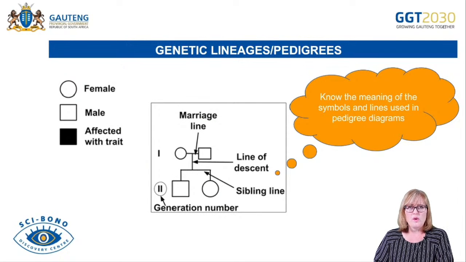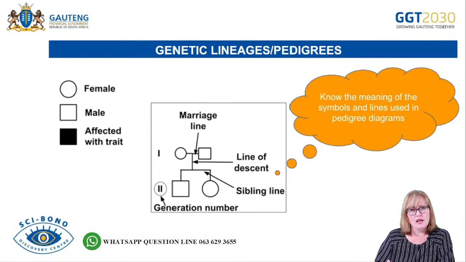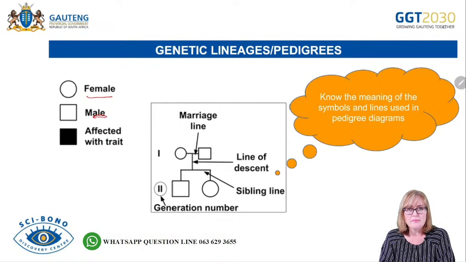You must also know what the circles and the blocks and the lines mean, right? That's very important. Now, firstly, when you see a circle, that will always be a female, always. The blocks will always be males. And if you're talking about a genetic illness or a disorder, the shaded blocks and circles will be the affected individuals, right? They will have the disorder or the feature that you are talking about in this pedigree diagram.